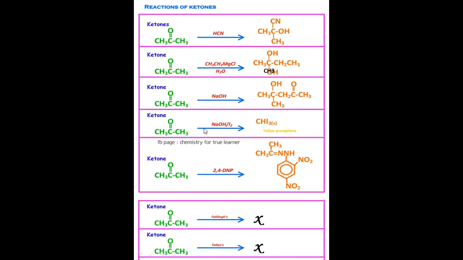The iodoform test works best on ketones if they have a free methyl group, and the 2,4-dinitrophenylhydrazine test forms a yellow precipitate with ketones. These are used to characterize the presence of ketones or carbonyl compounds. But these two, the Fehling's reagent and the Tollens' reagent, work only on aldehydes and not ketones.